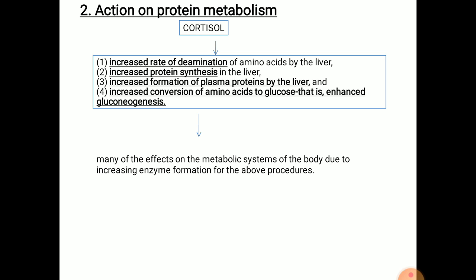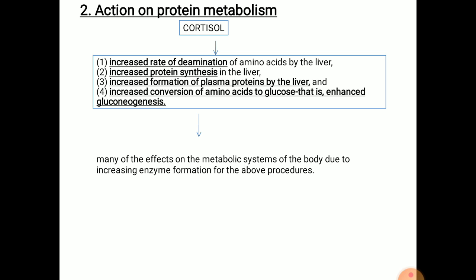Third one, increased formation of the plasma protein by the liver, and increased conversion of the amino acid to glucose, and that is enhanced neoglucogenesis. So here in the liver, protein synthesis increases, amino acid level also increases, plasma protein synthesis also increases, and that leads to increased liver protein and increased plasma protein in the blood.